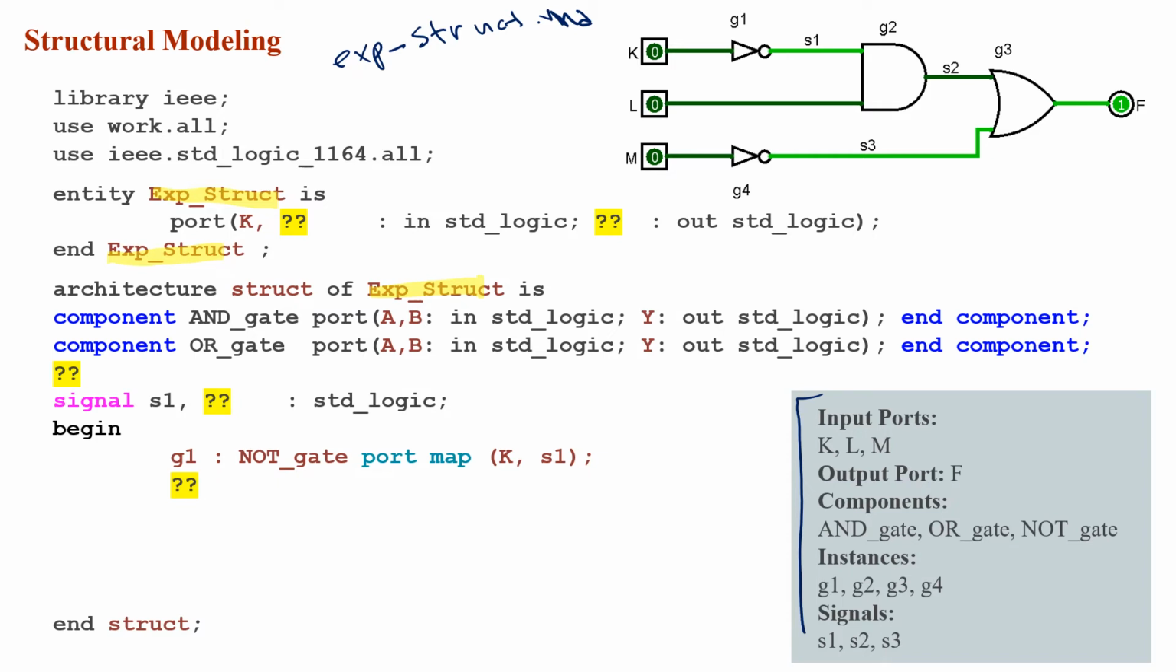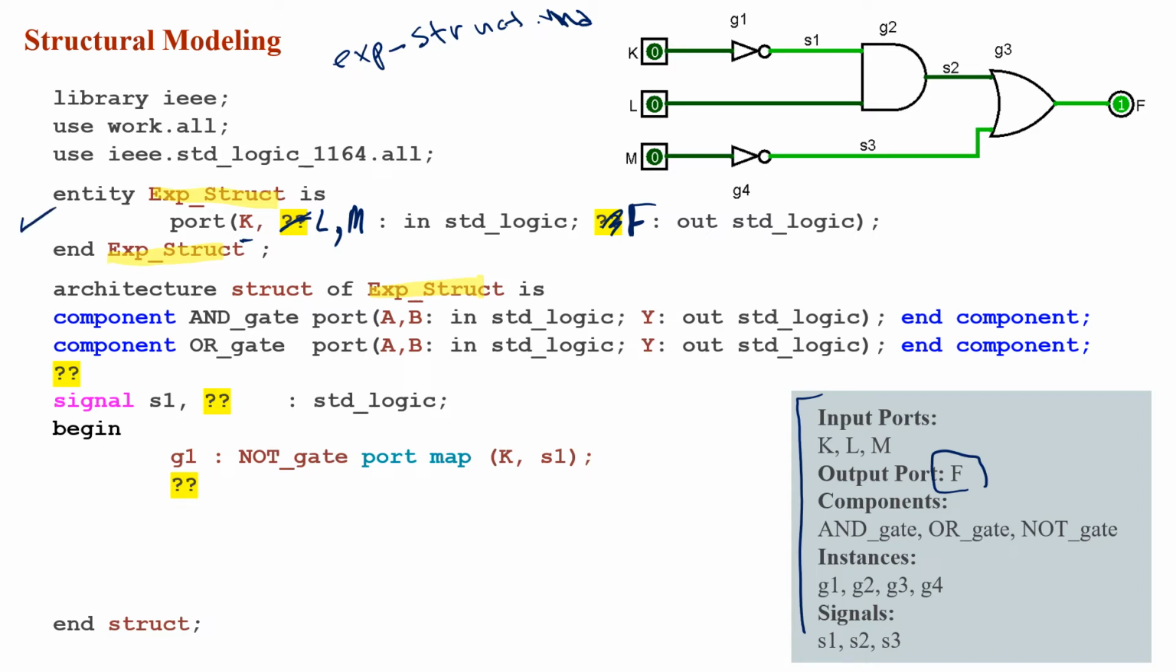We have 3 input ports, K, L, and M. The first input has been taken care of. We need to list the rest of the inputs, so we have L, M. And these are each 1 single bit, and they're considered inputs. For the output, you only have 1 output named F. So I'm going to say F. It's an output and it's a single bit. Standard logic means a single bit. Now the entity part is complete.